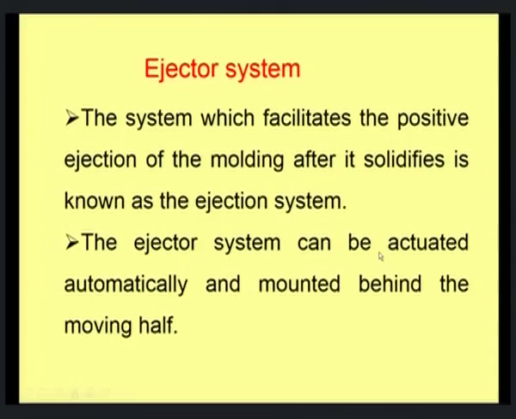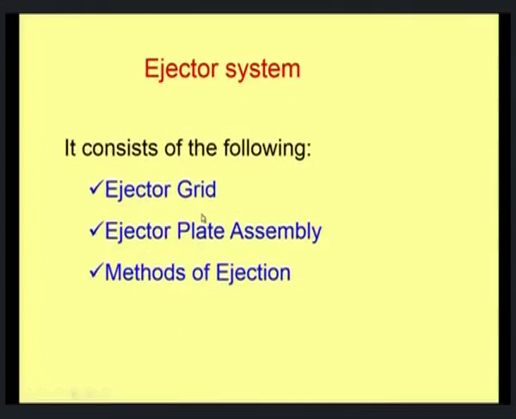The ejection system can be activated automatically and can be mounted behind the moving half. So, normally this ejection system goes with the moving half. Any mold will have two halves, one is the fixed half and another one is the moving half. So, to this moving half, the ejector system is fixed. Now, the ejector system consists of ejector grid, ejector plate assembly, and it also accounts for the different methods by which the ejection is carried out.